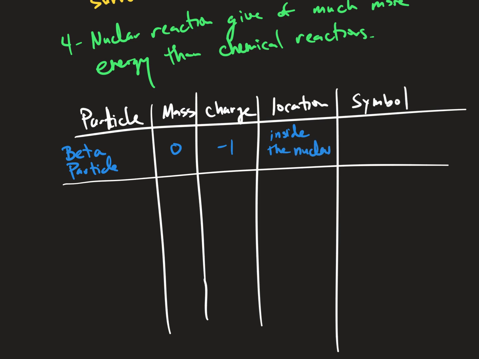Whoa, whoa. Not wild? So we don't call this an electron because it's inside the nucleus. We call it a beta particle. Why? Because beta is after alpha. We're going to talk about alpha particle too. Okay? And the symbol we use is the symbol of an electron. Has a mass of 0, charge of -1, and its symbol is e.